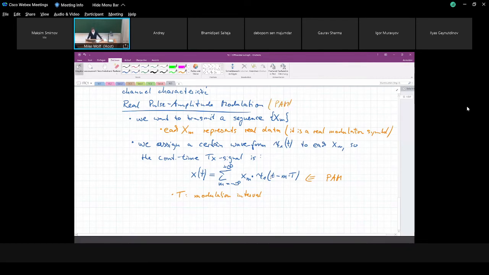And the symbols which modulate these amplitudes of these pulses, this is important. And now we have to further say the waveform psi1 of t has to fulfill the following condition, or is simply the following heuristic.